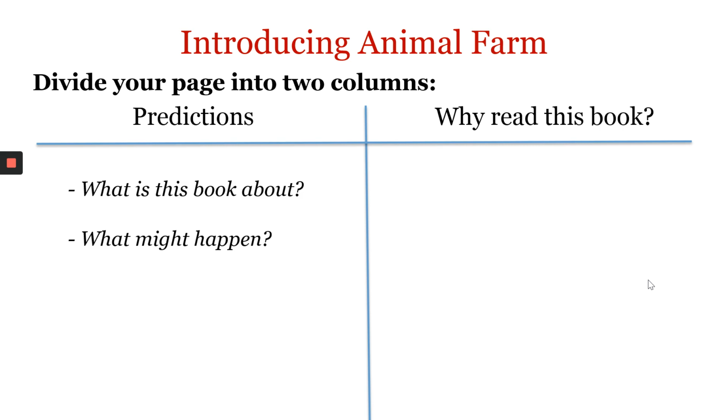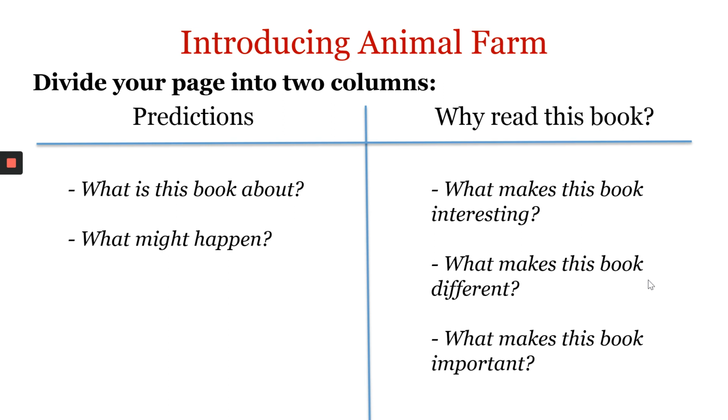Okay, so as I show you these images and small texts, in the left-hand column, I'd like you to add your predictions for what you think this book might be about, given what I've shown you, and also what might happen. What sort of events might happen? What sort of relationships might be formed? What do you think happens in the end? On the right-hand side, I'd like you to write down any reasons you think you've got for reading this book.